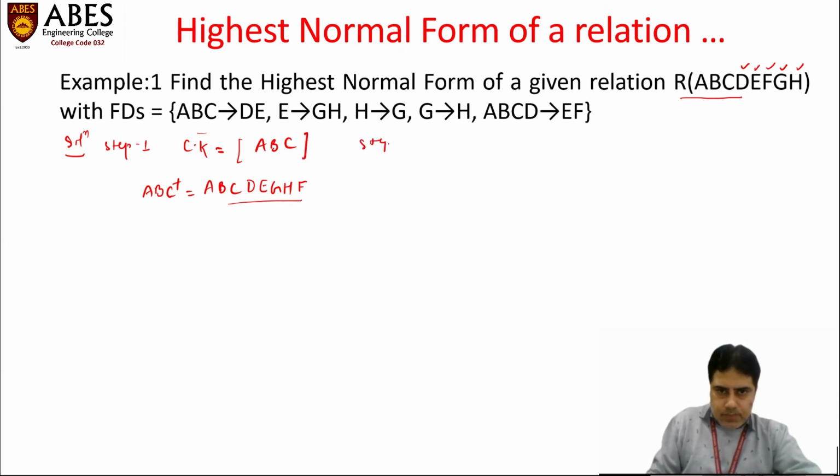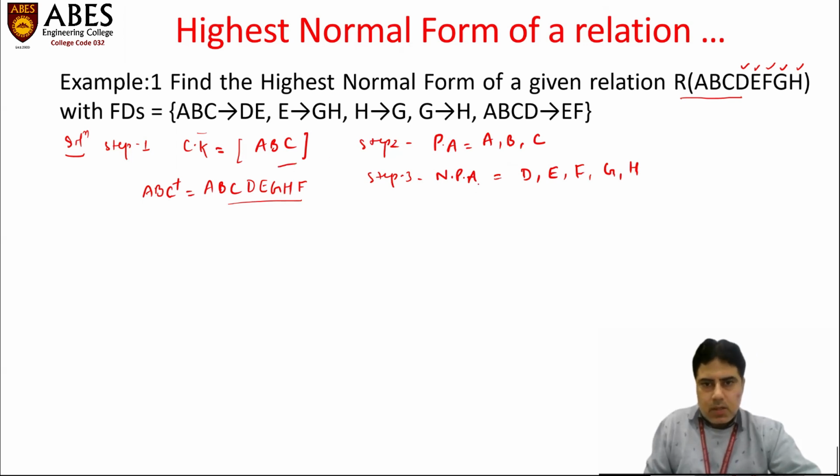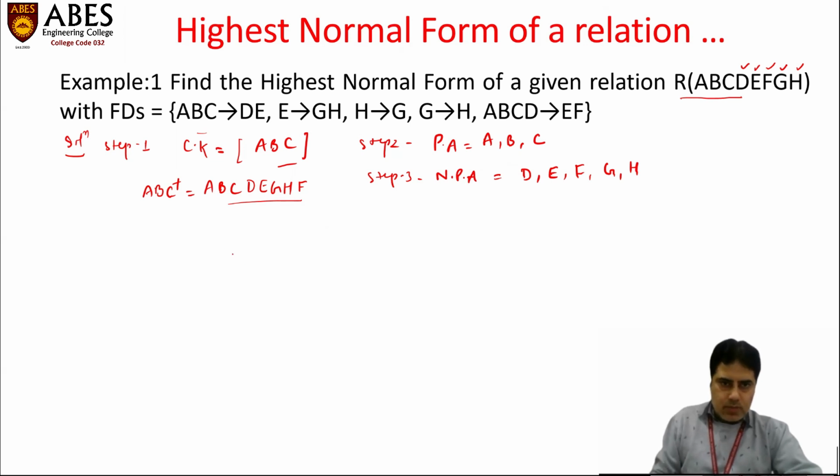Now step 2, find out the prime attributes. Here the prime attributes are A, B, and C. Now step 3, we have to find out the non-prime attributes. So the non-prime attributes are D, E, F, G, H, which are not part of the candidate key. Now we have to find out the highest normal form.